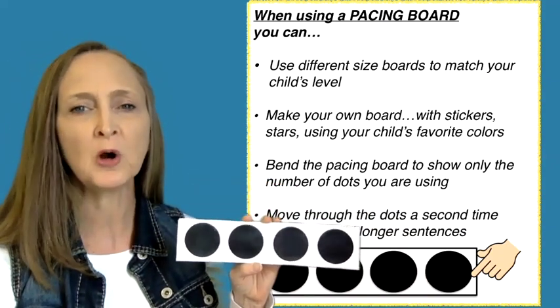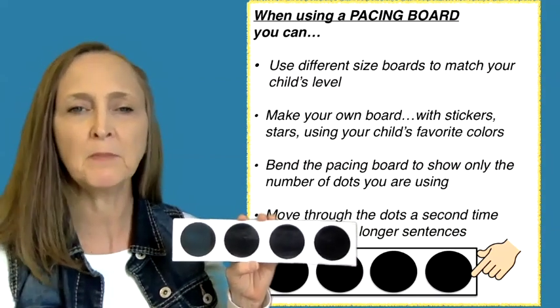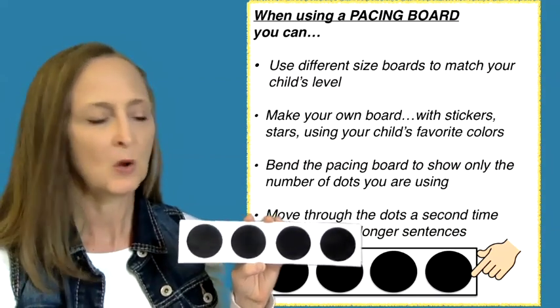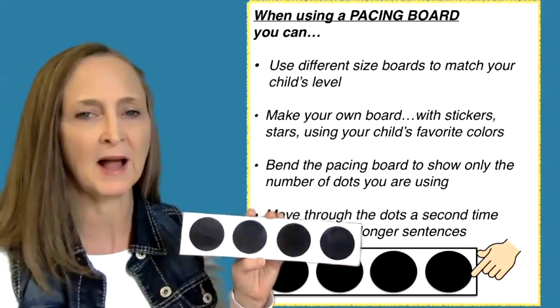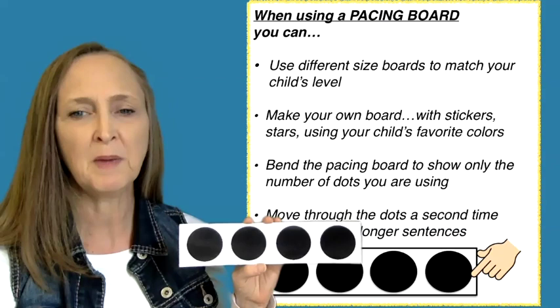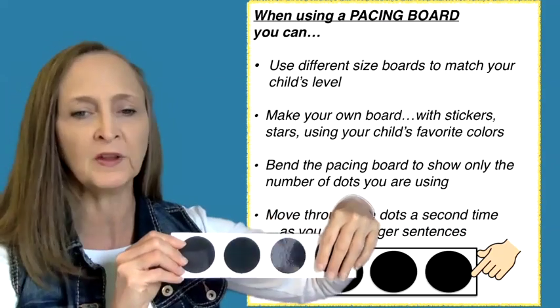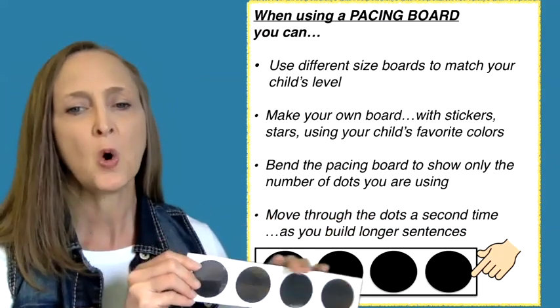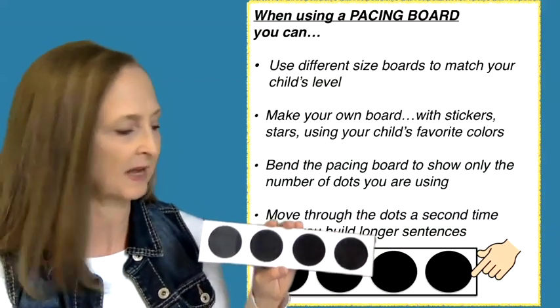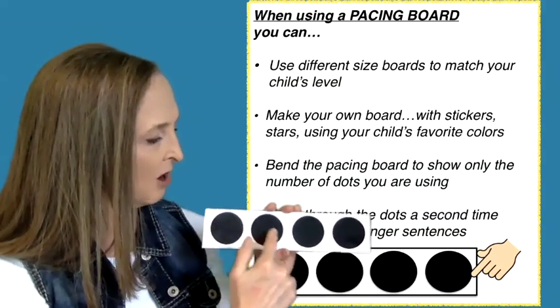You could make your own board with dot stickers on a piece of paper or drawing stars or using your child's favorite colors. We tend to use this white board with the black dots because we find it to be less distracting. You could bend the pacing board back to show only the number of dots you need, or you can move through the dots a second time as you build longer sentences like, "Let's go play outside on the slide."